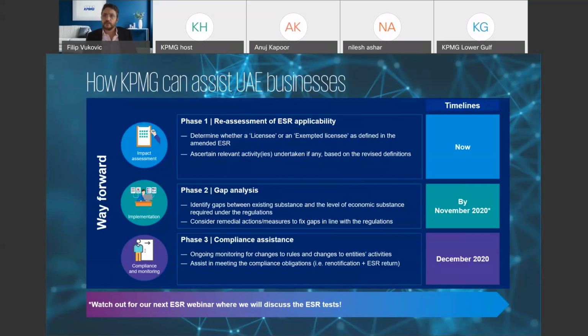Now, Anuj, I had a question on the classification of service center versus representative office, and whether, if there is a mismatch between the activity and the license, we have to change the license type, and what needs to be done?